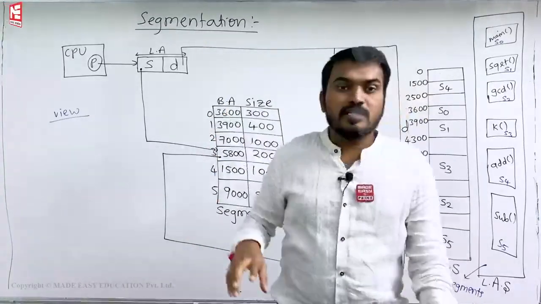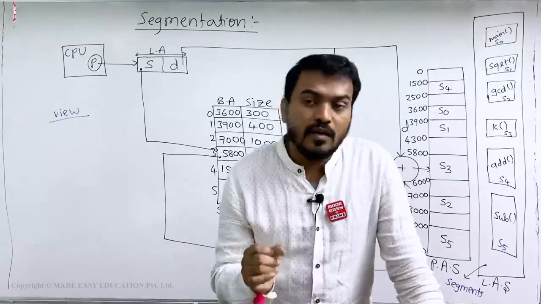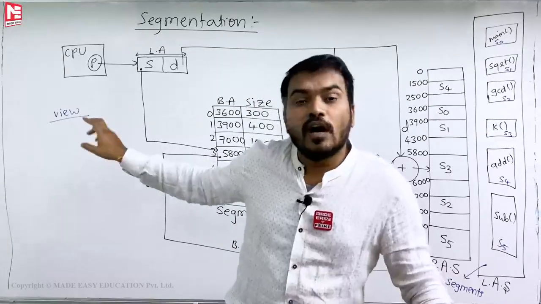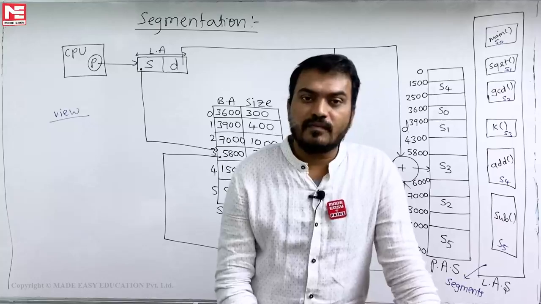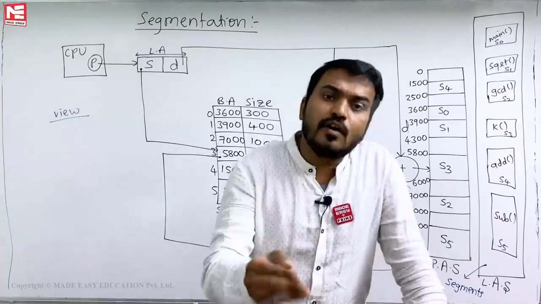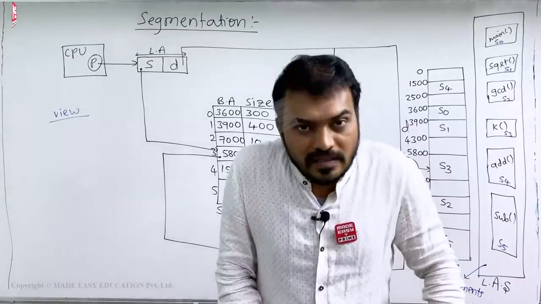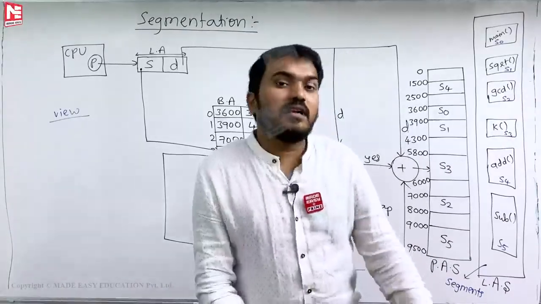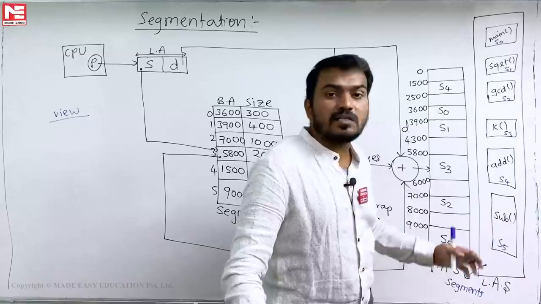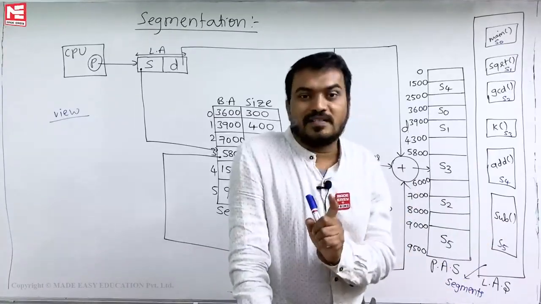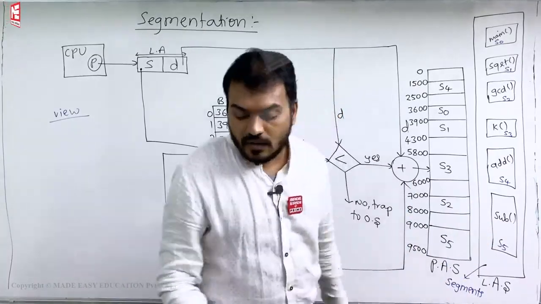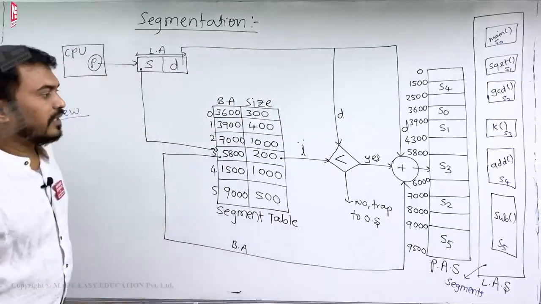Why are we going for segmentation? Paging does not follow the user's view of memory allocation. To achieve the user's view of memory allocation, the concept of segmentation will be implemented. In segmentation, LAS will be divided into various segments. Is that clear? Note down all the points one by one. Make proper notes.